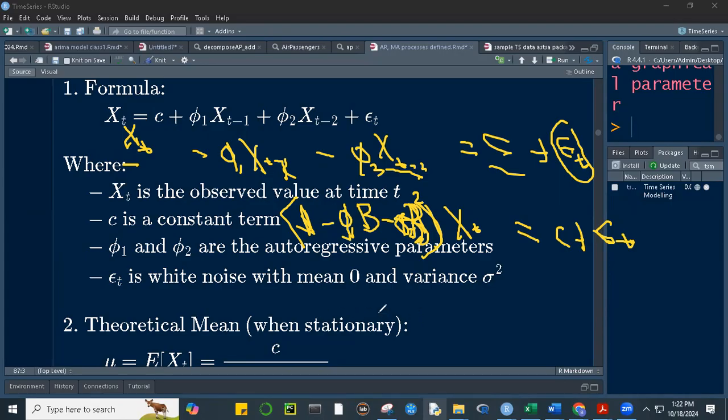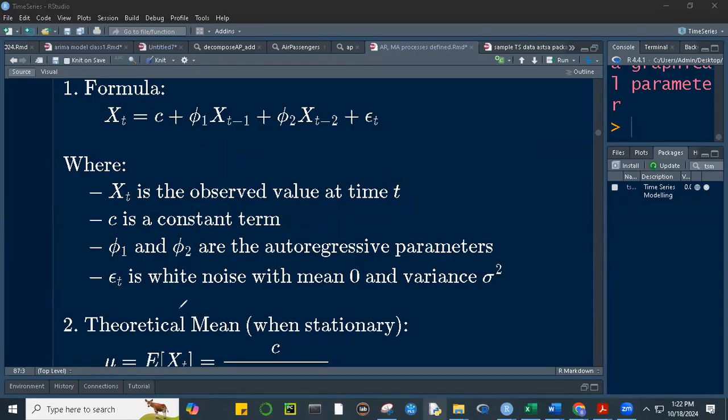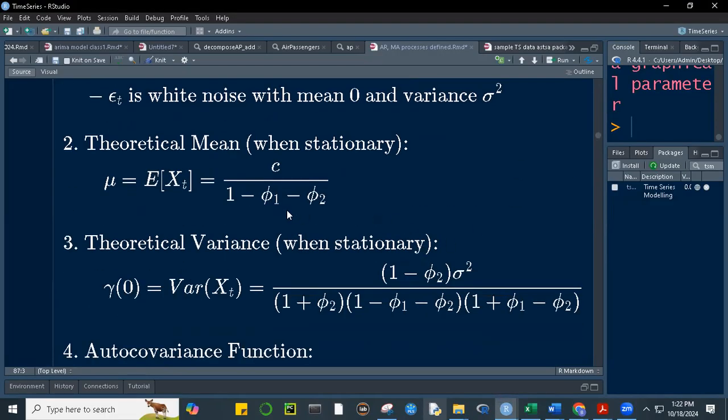And then, class, you can also compute the theoretical mean. Since it's an AR2 process, take a look at this. It's also C over 1 minus phi1 minus phi2. If you're analyzing, for example, a time series and it's an AR2 process, you can mention that the long-run average of this time series is your constant C divided by 1 minus phi1 minus phi2.